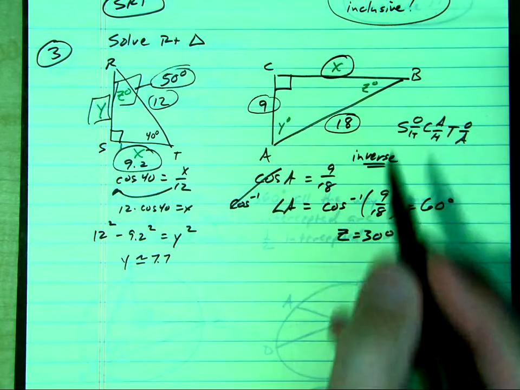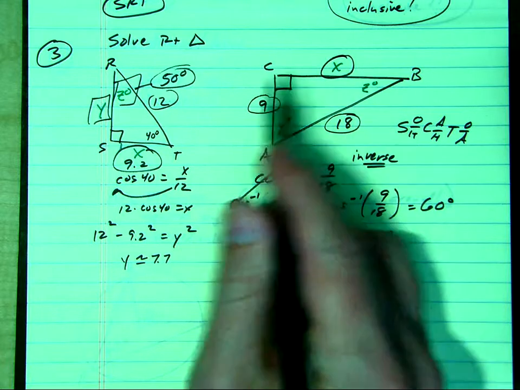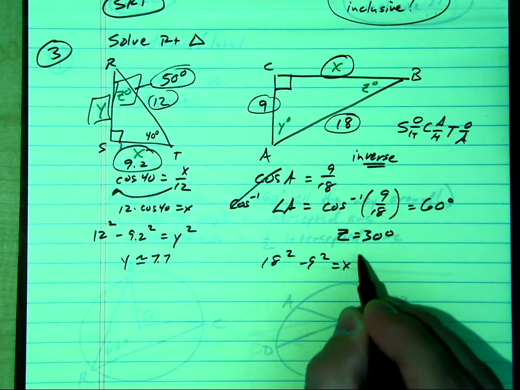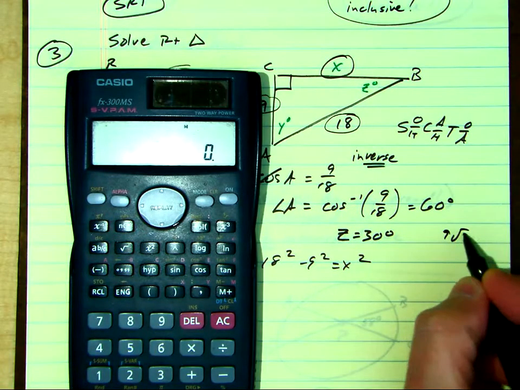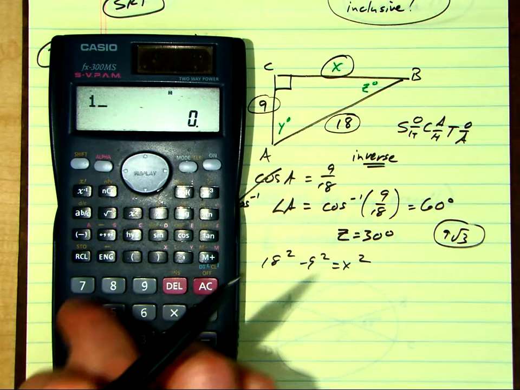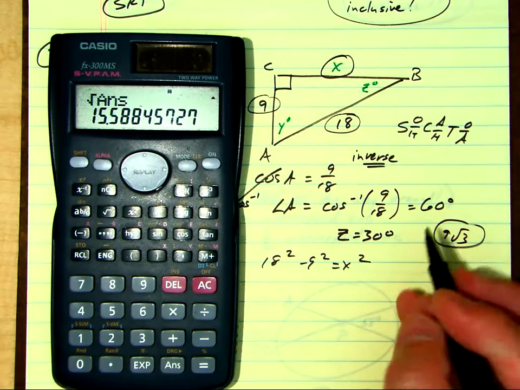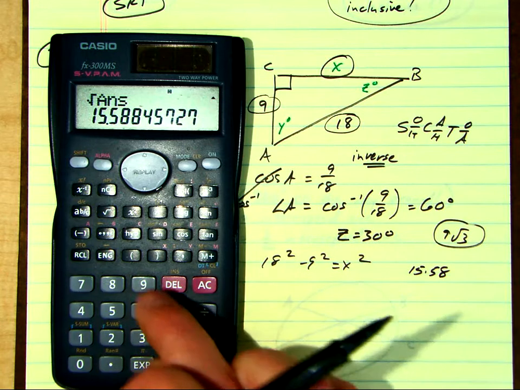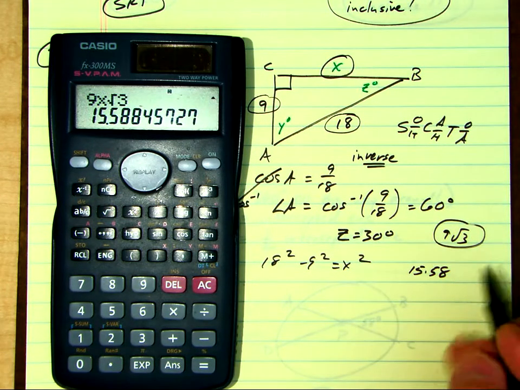And then you can use whichever trig ratio you want to find the measure of side X, or we could even do the Pythagorean theorem. How about we do 18 squared minus 9 squared equals x squared? Let's see. I happen to know the answer is 9 rad 3, because it's a 30, 60, 90 triangle. But let's do this. 18 squared minus 9 squared equals, take the square root of that, 15.58. I wonder what 9 times rad 3 is. Watch this. Okay, cool.